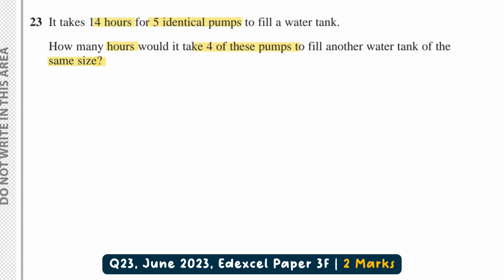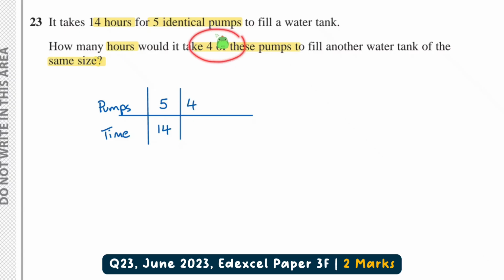To answer this question, I'm going to use a ratio table. On my table, I'm going to put our two variables or quantities, which will be the number of pumps and the time. From the question, we see that it takes 5 pumps 14 hours to fill the water tank, so I'm going to put this on my table. The last thing I'm going to put on the table is 4 here, because the question's asking us to work out how long it'll take 4 pumps to fill the water tank.